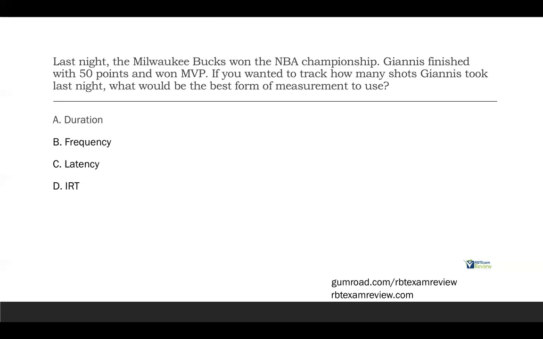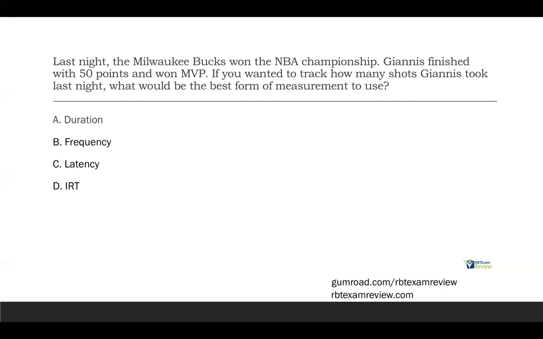Is that how many, okay? What are we doing? We're looking for a total number. We're looking for a count. And when we're counting, what kind of measurement are we using? Are we using duration, frequency, latency, or IRT?